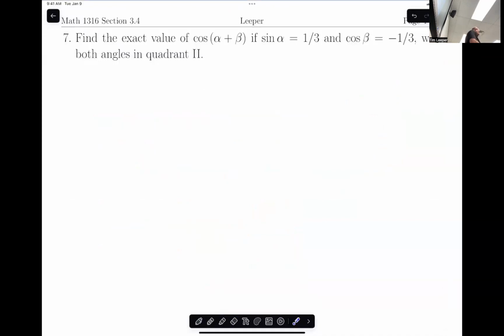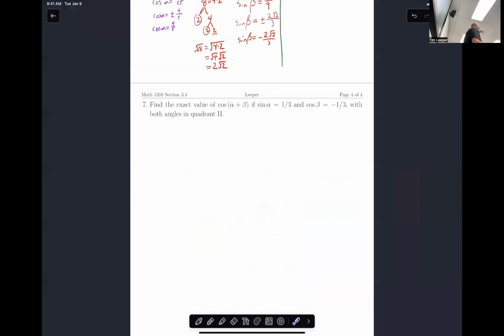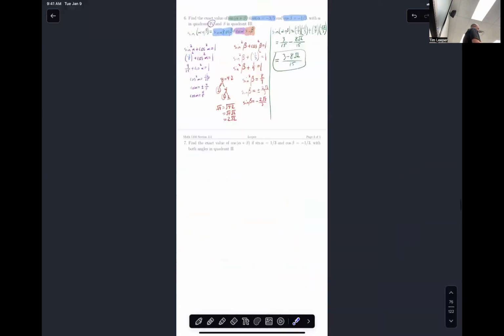I'm going to leave number 7 as an exercise to the reader, aka you. I'll show you the completed ones next time if you want, but try that one on your own. Alrighty. That is all for 3-4.